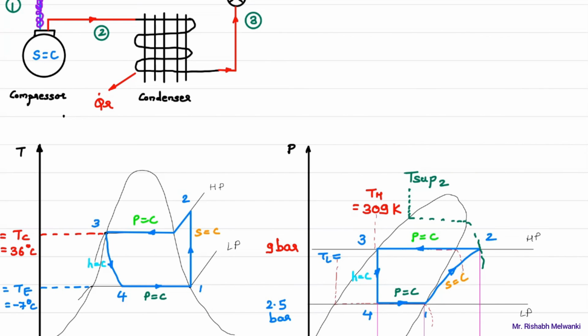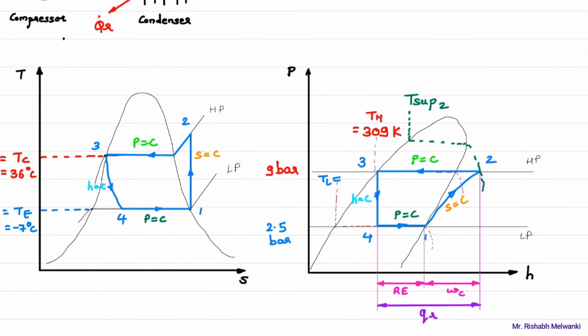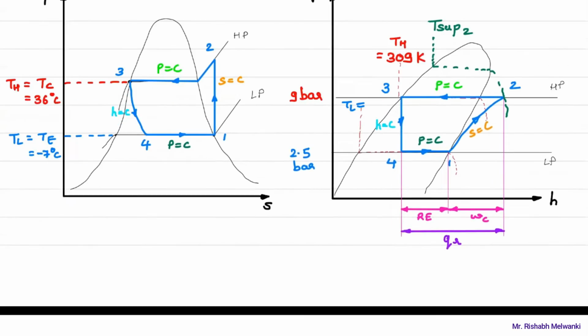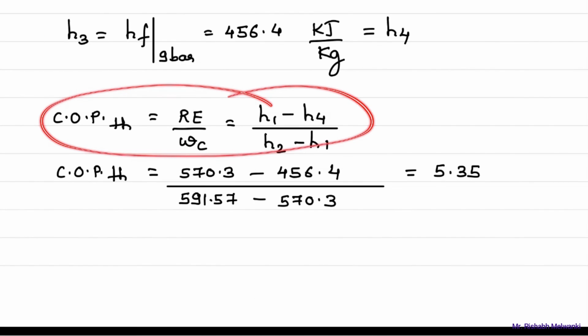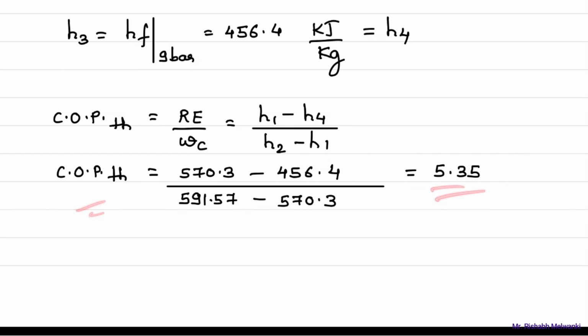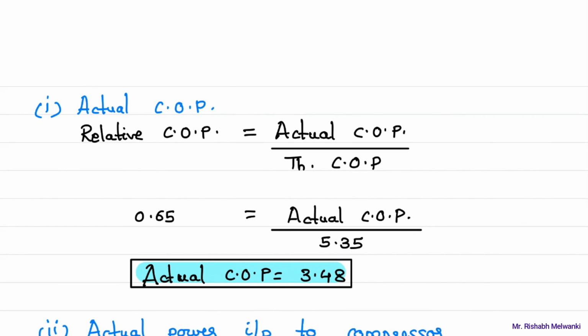Then H3 is what? H3 is Hf. Why? Because it is on the saturated liquid curve. Hf at 9 bar, and H3 is equal to H4. Then simply we have to use the theoretical COP formula to find the theoretical COP. Then we have used the relative COP equation to find the actual COP.